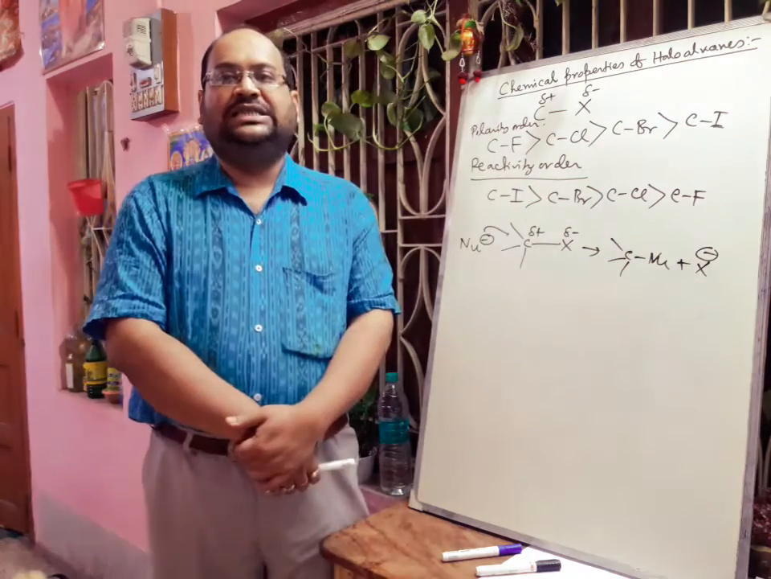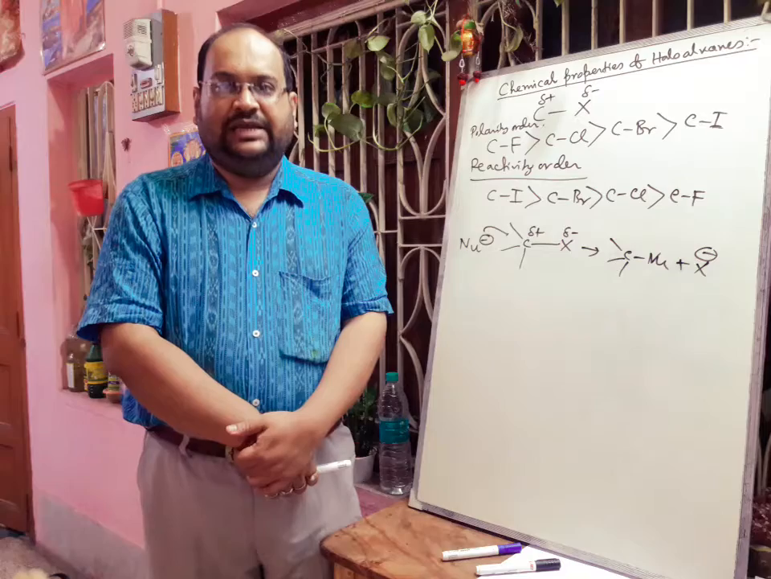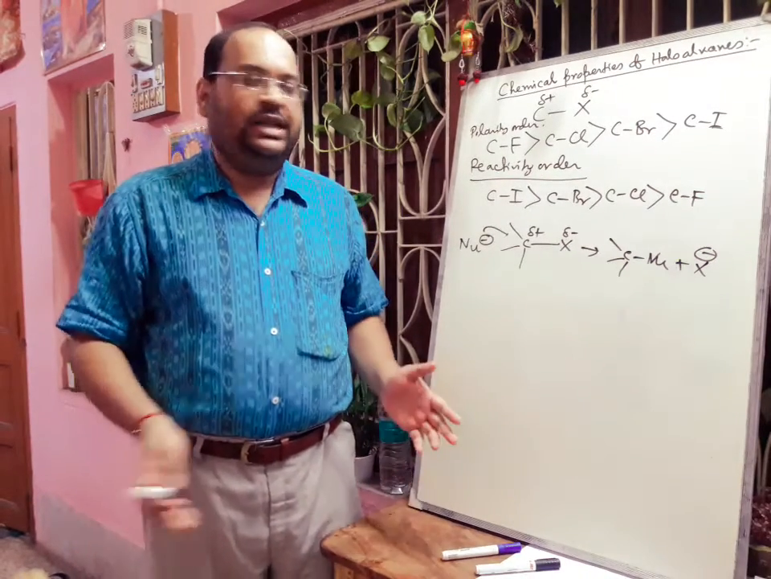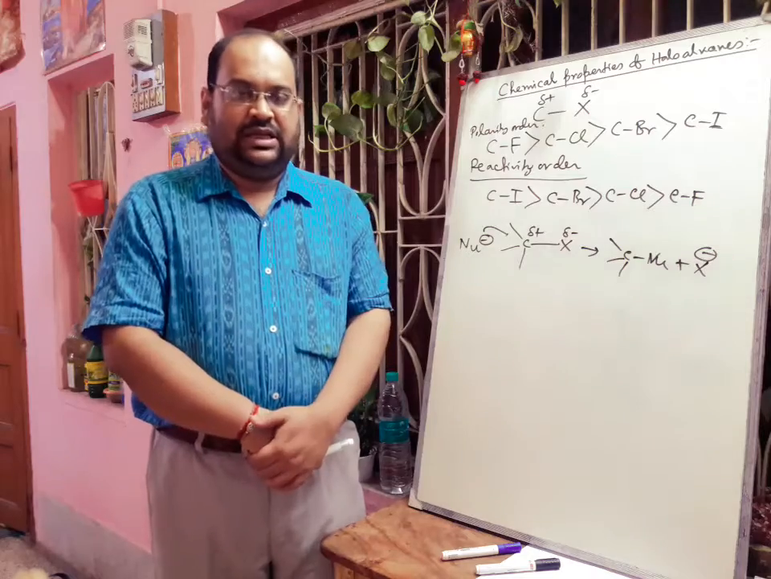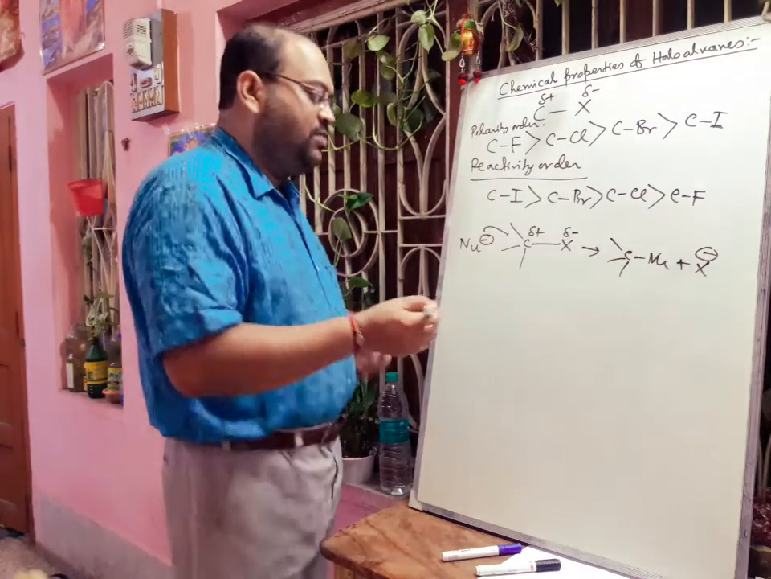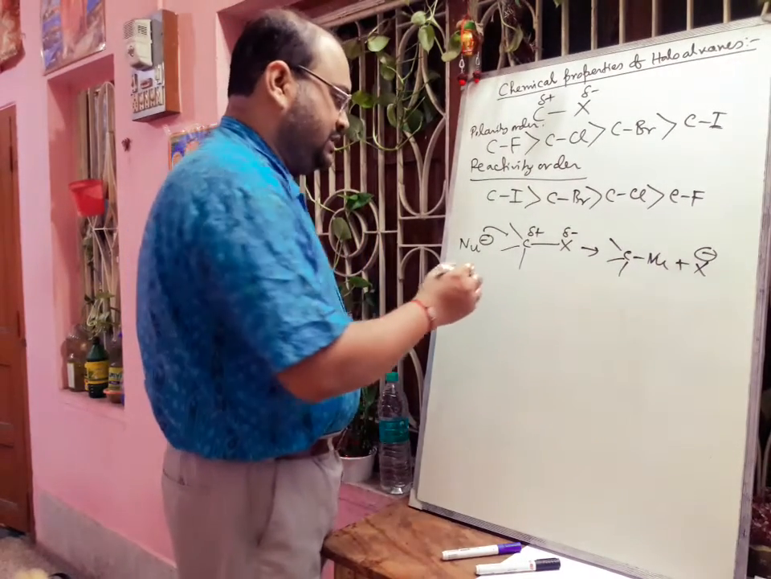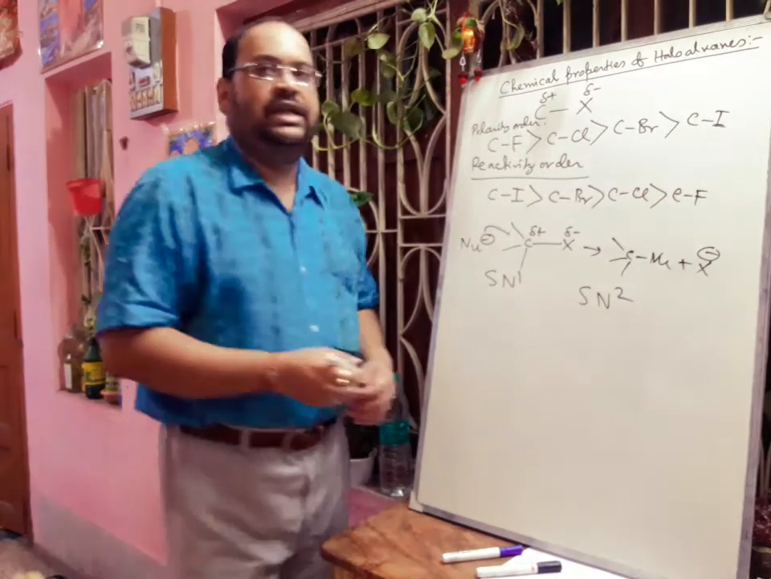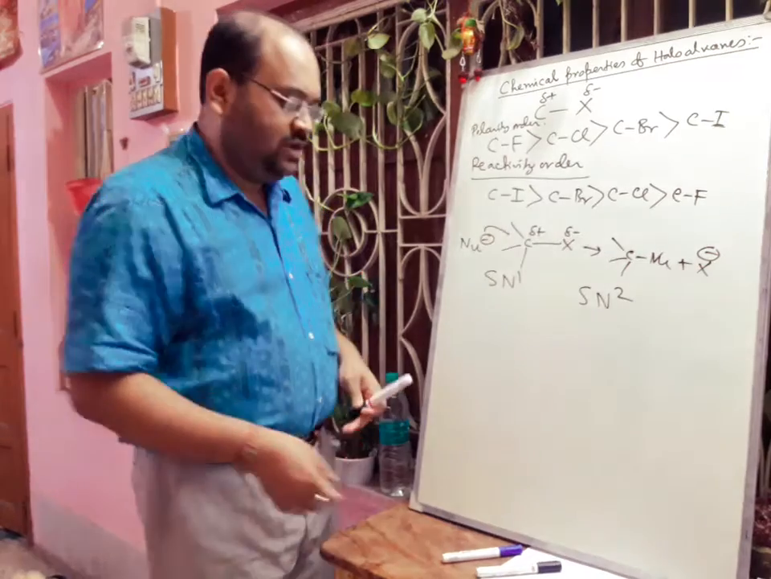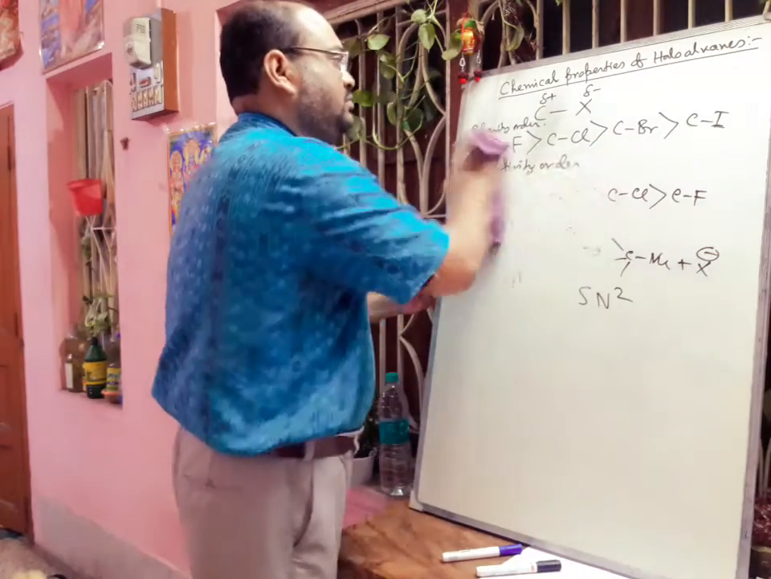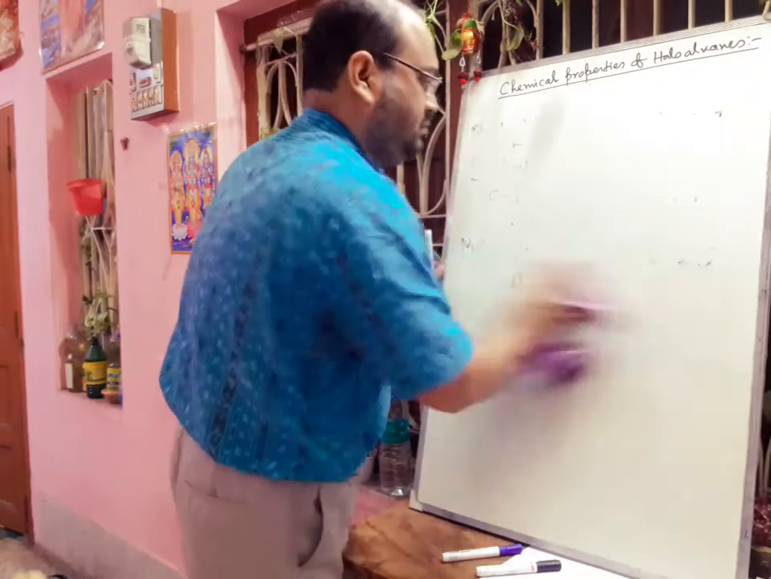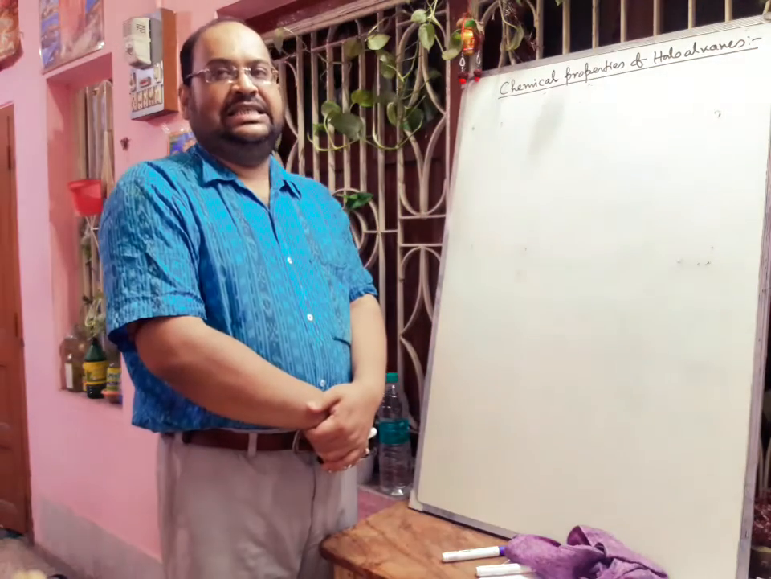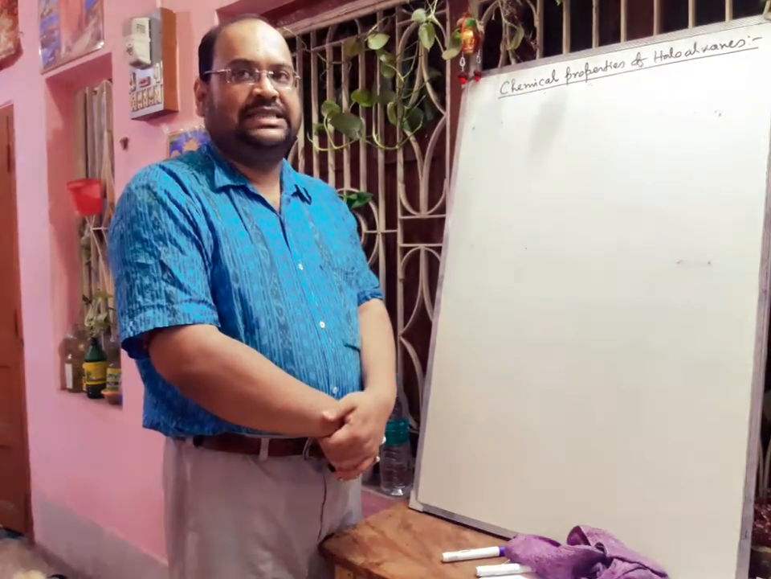Now depending upon the structure of the alkyl halide, there are two types of nucleophilic substitution reaction. One is called SN1, that means unimolecular nucleophilic substitution reaction, and another is SN2, bimolecular nucleophilic substitution reaction. First we will discuss the SN1 reaction. These reactions generally take place in case of tertiary alkyl halide.